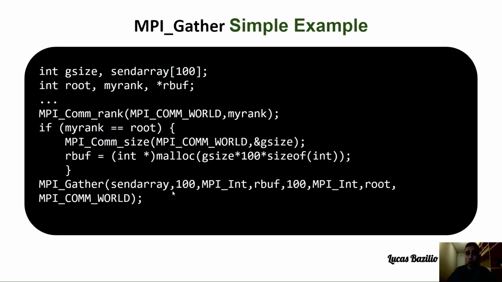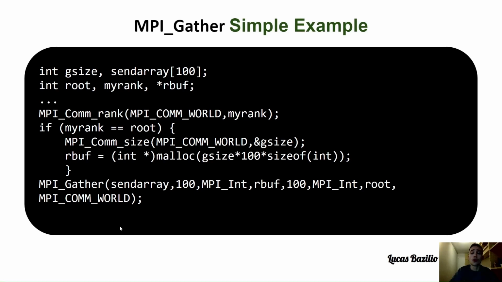In this example, the root process gathers 100 integers from every process in this group. Very important, notice that since only the root process is going to receive all of this data, only the root allocates memory for the receive buffer. So we check if we are the root, and if we are, we allocate memory for the receive buffer. As we can see, this send array is the starting address of the send buffer. We have 100 elements. The data type, since they are integers, is MPI_INT, which is the MPI data type for the integer. Then we have the receive buffer that we have allocated in the root process.